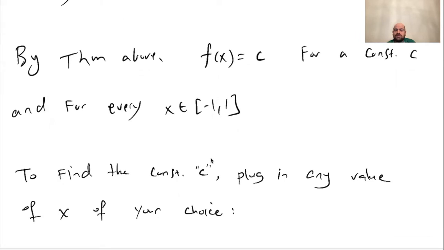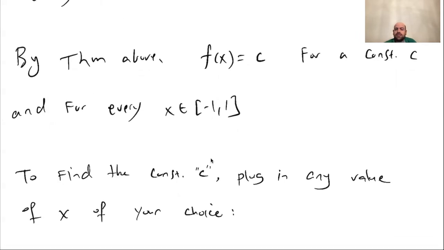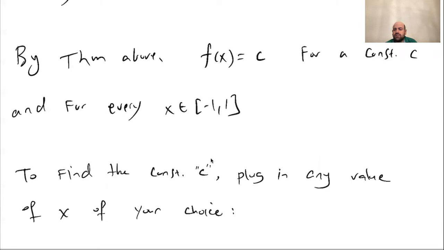Because f of x is equal to some constant c for every x, right? So I just need to choose one value of x and plug it here, and then that should be my constant. Then f of x will be equal to the same constant for every x, because all of the f of x values are equal to the same constant. So if I find one of the f of x values, then every f of x value must be equal to the same constant. So choose any x value between minus 1 to 1, and then find f of x, and then you will find your constant that way.